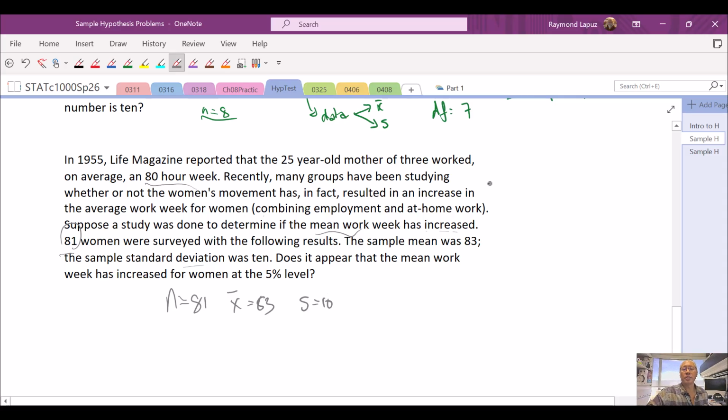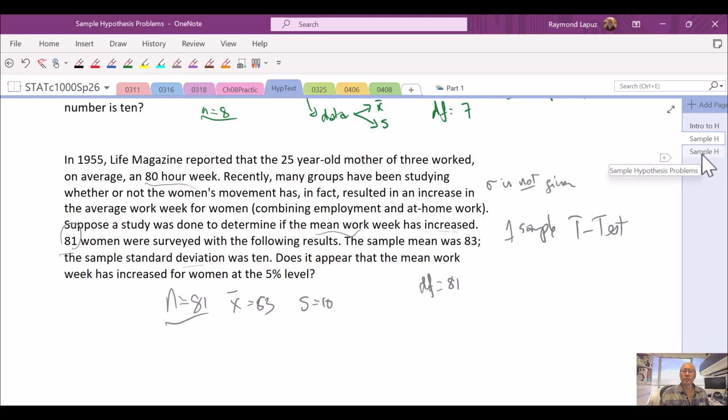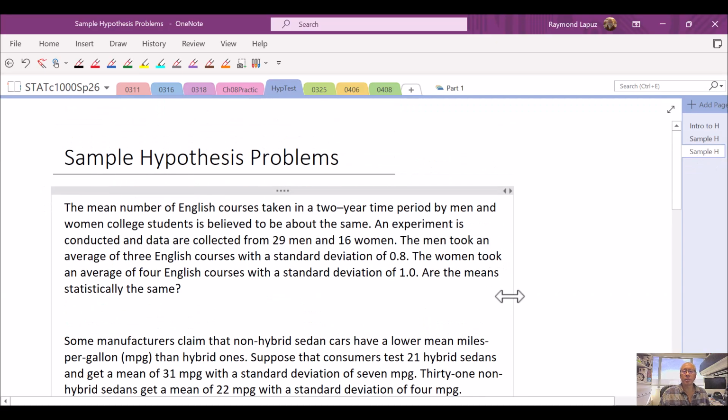It does not look like sigma is given, but we're still doing one sample. And since sigma is not given, we're going to use a t-test. So the t-distribution. And again, when you're doing a t-distribution, be ready to figure out what your degrees of freedom is, and your degrees of freedom is 81. All right. These are all examples of one sample. So we're going to go to the next page and take a look at some more sample hypothesis tests.